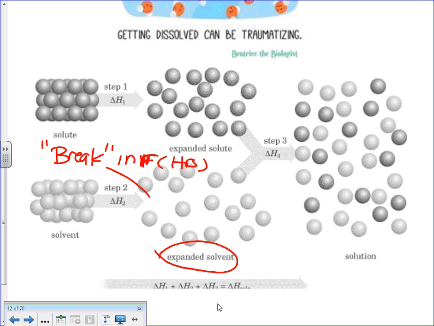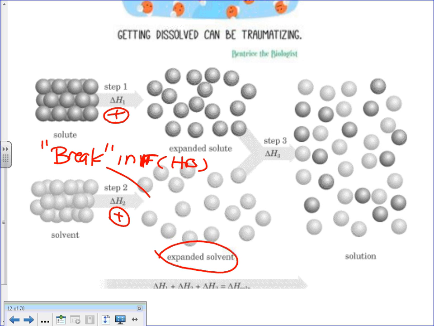Do you think both of these take energy? Am I doing something to the solvent and to the solute? Yes. Yeah, I'm like breaking them apart. It's probably going to take energy. So is that an endothermic process or an exothermic process? Endo, because it's taking energy in. So this process here has got a positive delta H. This process here is a positive delta H. Okay, those are just the first 2 steps.